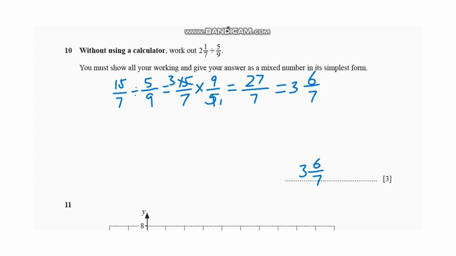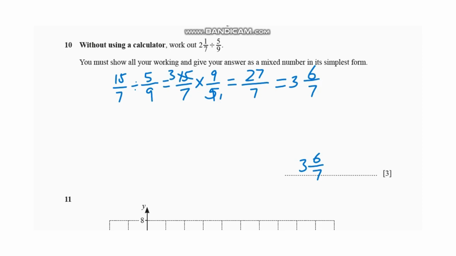Next we have to convert this fraction into multiplication. So 9 will be top and 5 will be at bottom. So this will be 15 over 7 multiplied by 9 over 5. So 5 will be cancelled out with 15, and then we will multiply 3 by 9 and 7 by 1. That will be 27 over 7. Again we will convert this fraction into mixed fraction, which will be 3 as a whole and 6 over 7 as a fraction. So 3 and 6 over 7 will be the final answer for question 10.